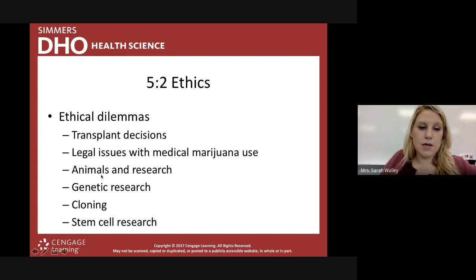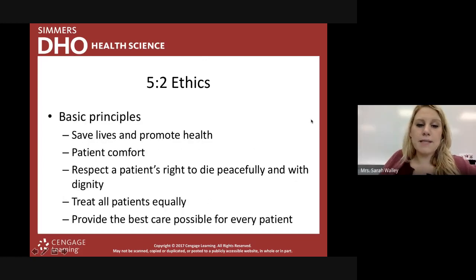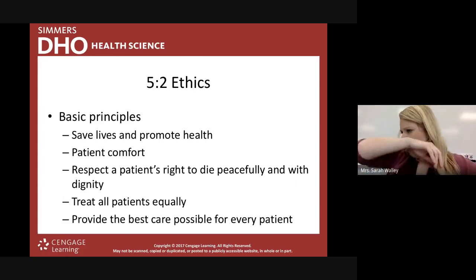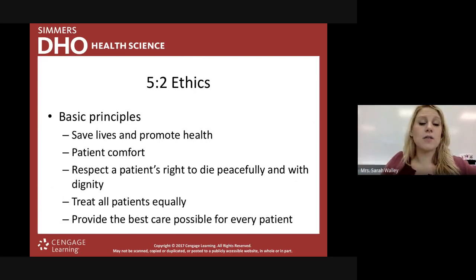And here's some others: transplant decisions, legal issues with medical marijuana use, animals in research, genetic research, cloning, and stem cell research. Some basic principles of ethics in healthcare are: to save lives and promote health, to protect patient comfort, respect a patient's right to die peacefully and with dignity, to treat all patients equally and provide the best care possible for our patients.